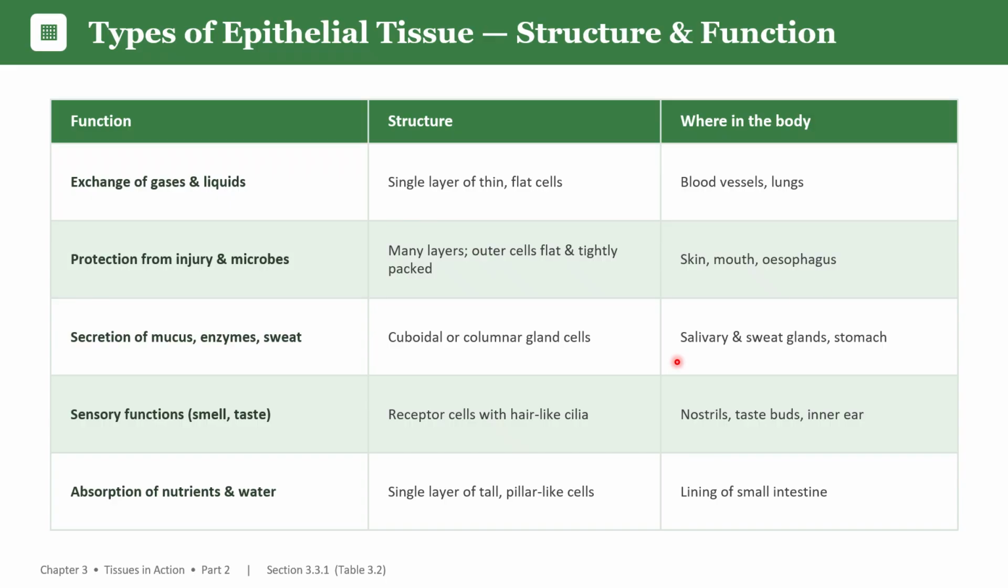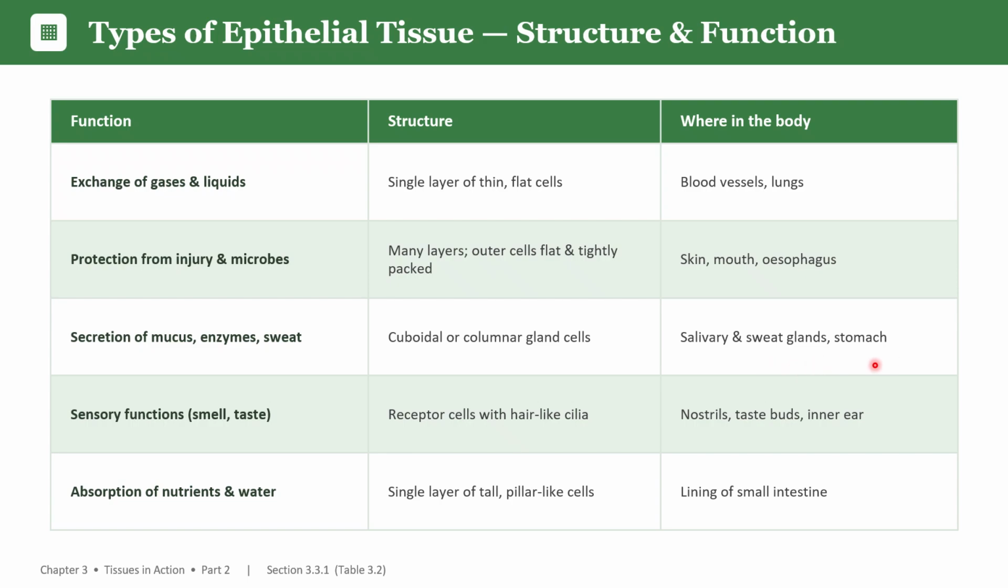Next one is the secretory epithelium. It produces useful substances like saliva, mucus, sweat, digestive enzymes and hormones. So where is it found? It is found in the salivary glands, sweat glands, and also the stomach lining.